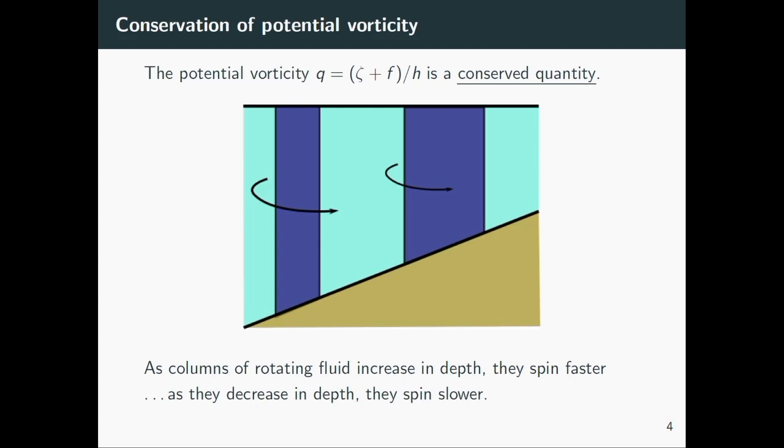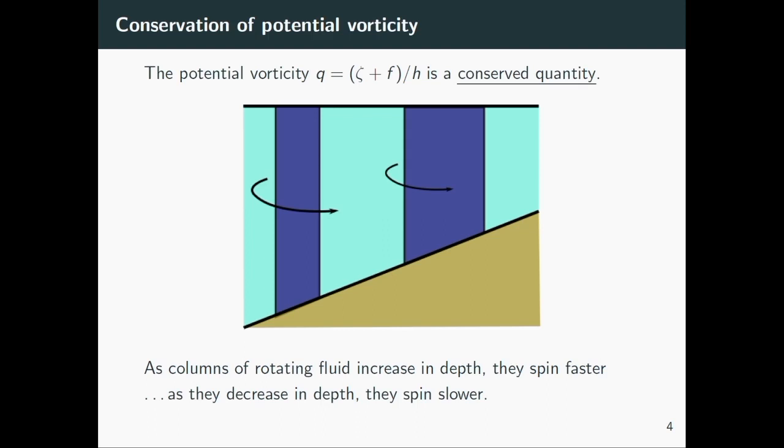So a very brief refresher on conservation of potential vorticity. It's basically angular momentum in 3D. If you have a column of rotating fluid, such as this one here, and it increases in depth, then to conserve volume, it has to shrink, has to get thinner. And as it gets thinner, it spins faster. And vice versa, if a column gets shallower, it gets fatter, and it spins slower.